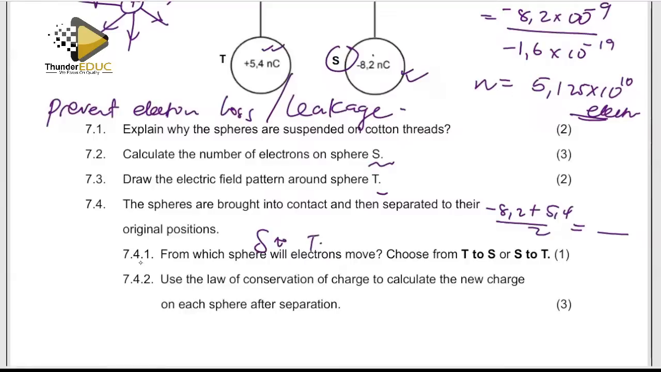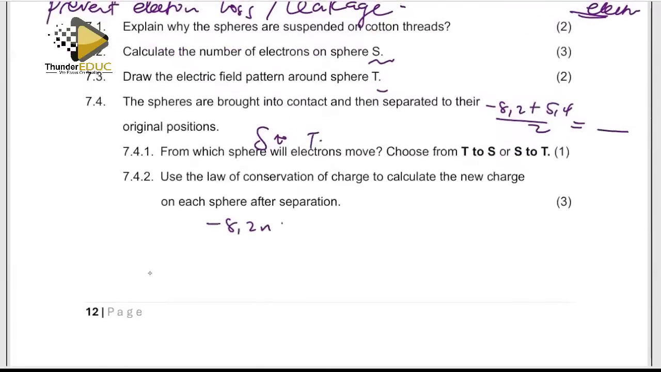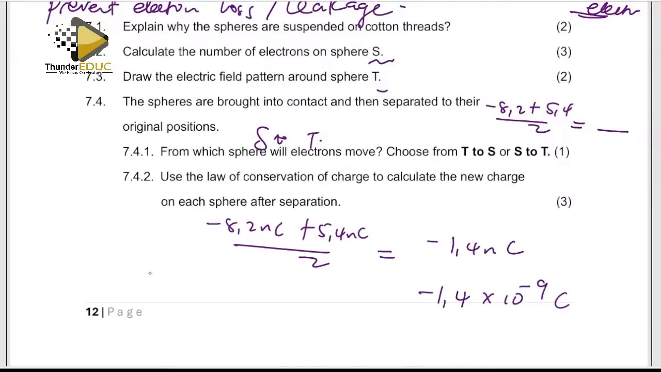Then use the law of conservation of charge to calculate the new charge on each of the spheres. So that's what we were doing up there. So negative 8.2 nanocoulomb plus 5.4 nanocoulomb divided by 2. So this is going to give me negative 1.4 nanocoulomb, which can also be written as negative 1.4 times 10 to the negative 9 coulombs.